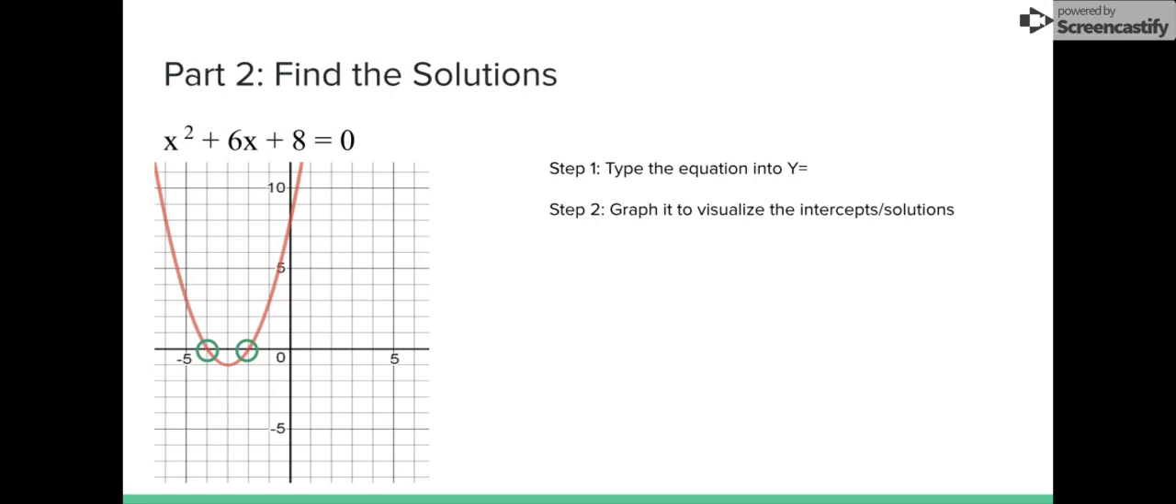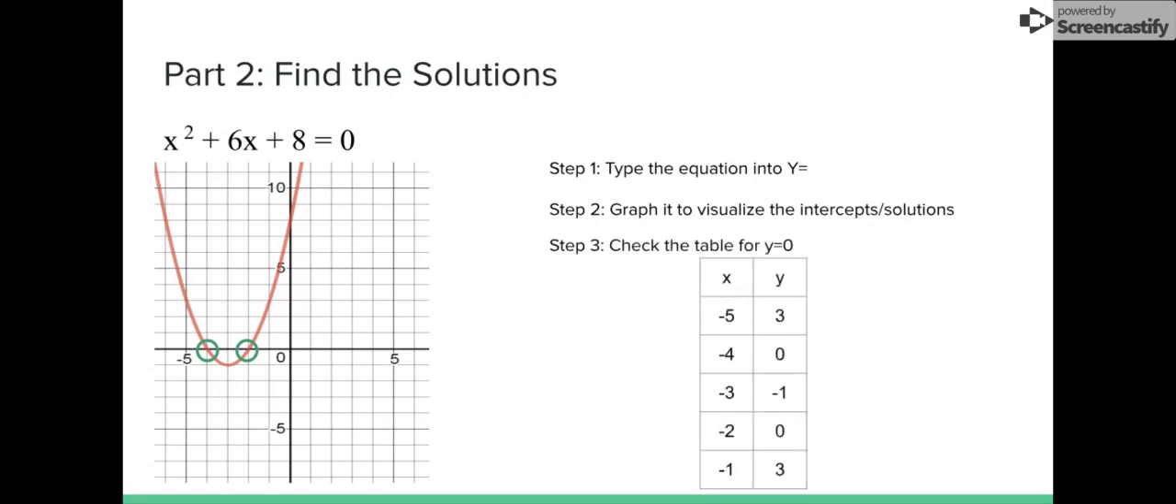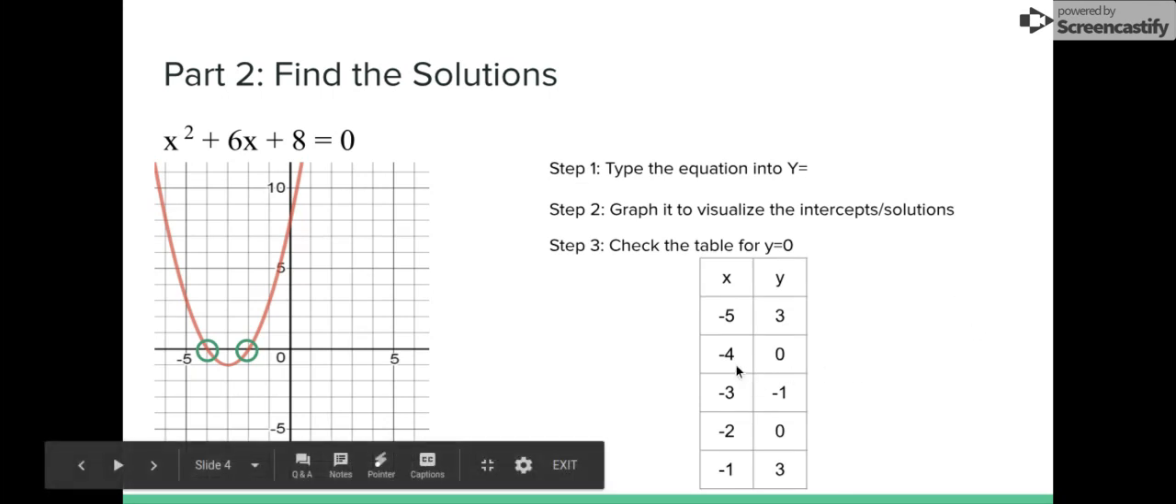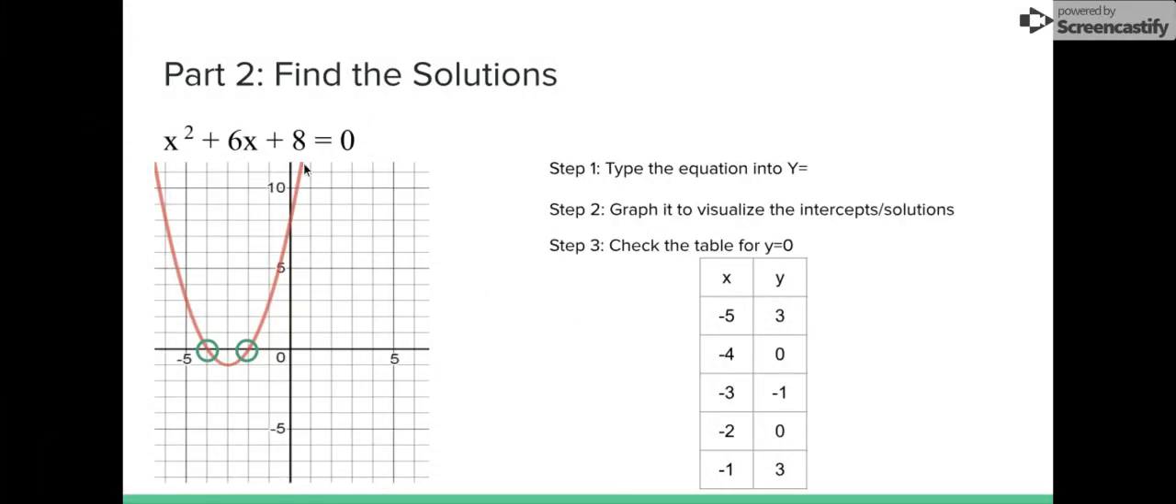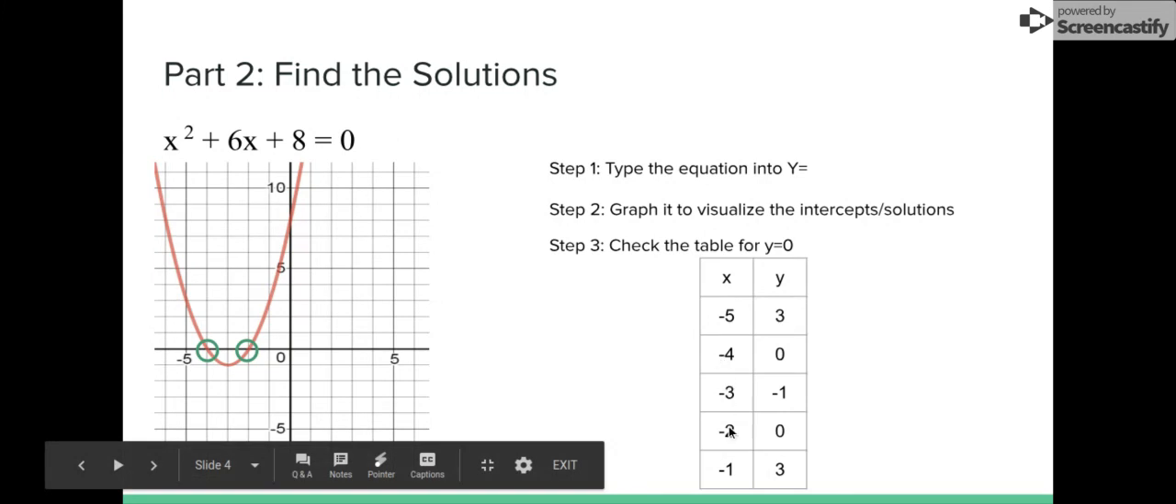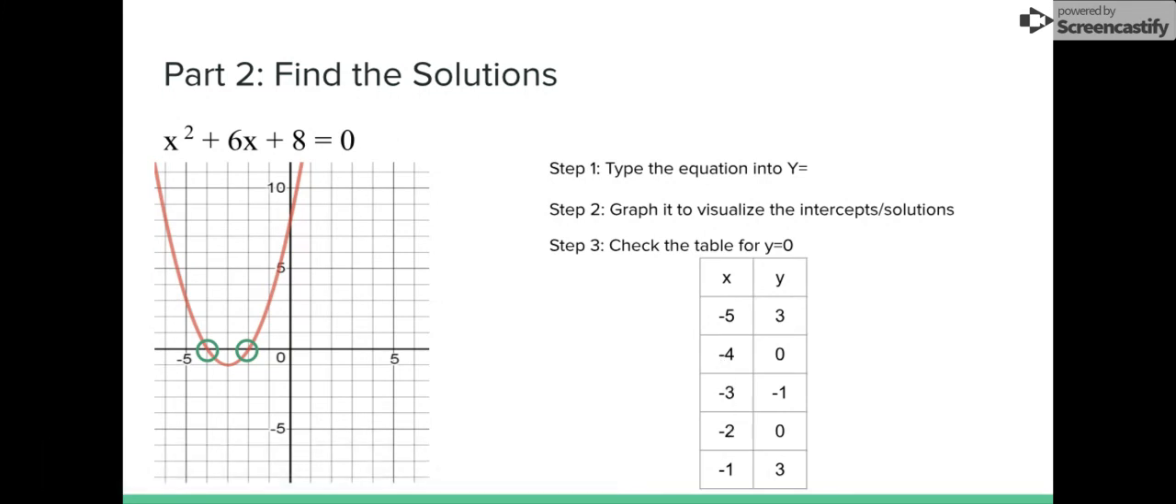And what's nice is the next thing I always do is I always check the table. So if you on your calculator press second table, you will hopefully see that at x equals -4, y is 0, and at x equals -2, y is 0. We're trying to find where this equation equals 0. It happens when x is -4 and x is -2. So those are our two solutions. Those are the two values that make this true, -4, -2. And sometimes it's that simple. That is the answer to this problem: x equals -4, x equals -2.